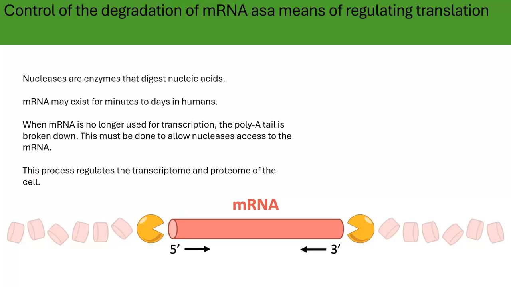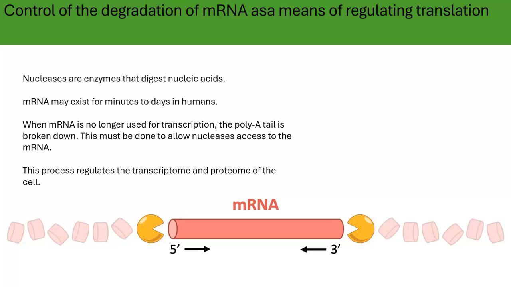mRNA, of course, is vital for protein production. So the longer mRNA is found in the cell, the more of the protein, or the polypeptide, will be produced. Typically, mRNA may exist for minutes to days in humans, and it avoids breakdown by this poly-A tail, for example. Remember these post-transcriptional modifications.